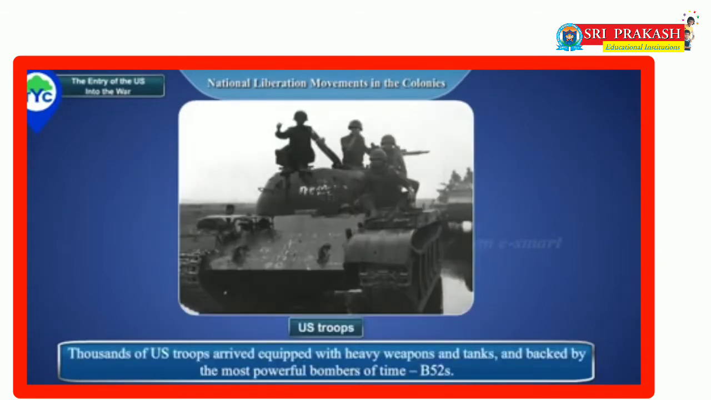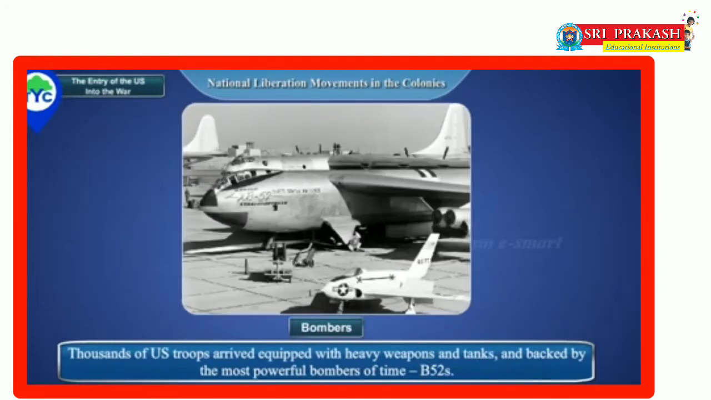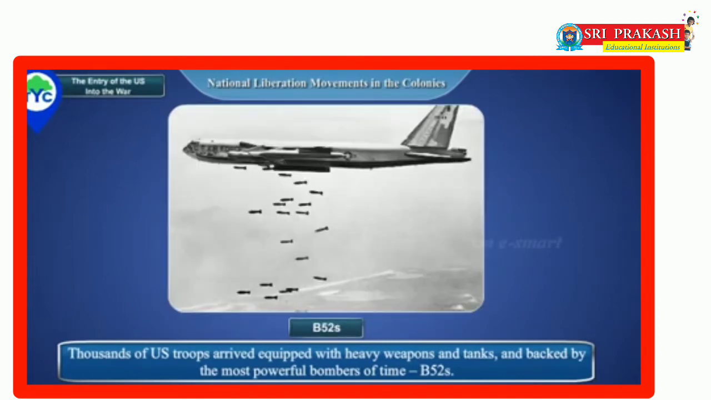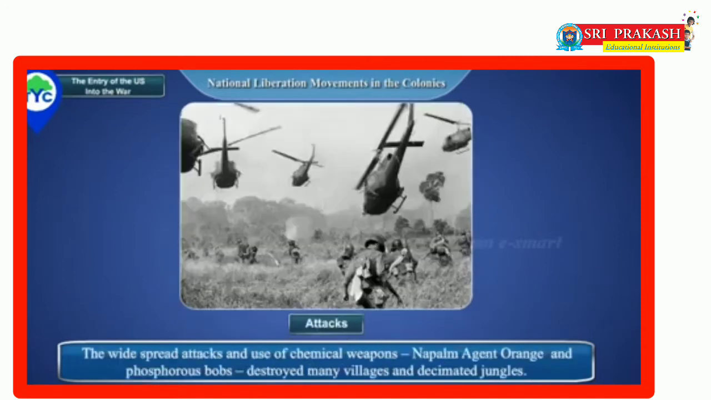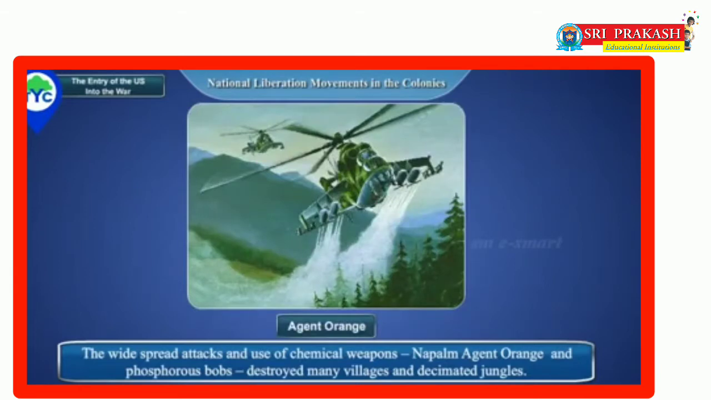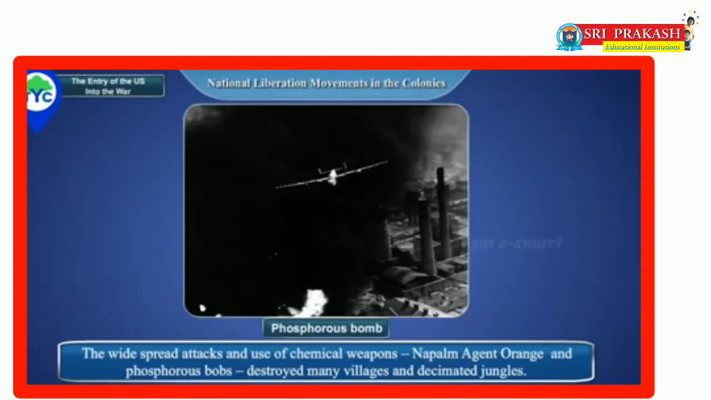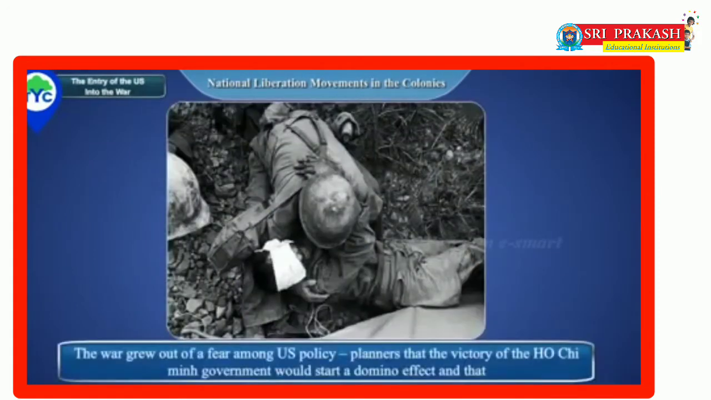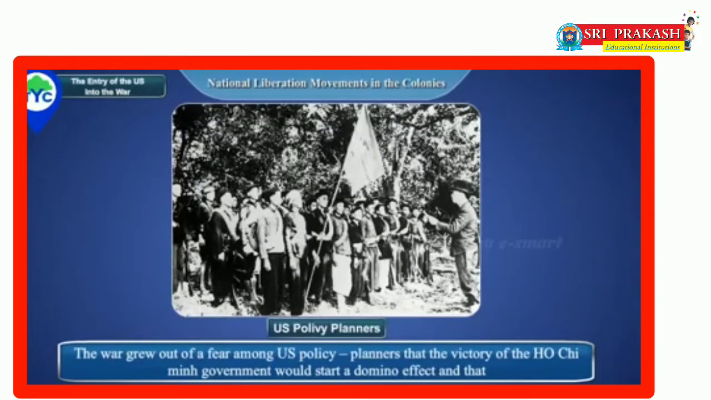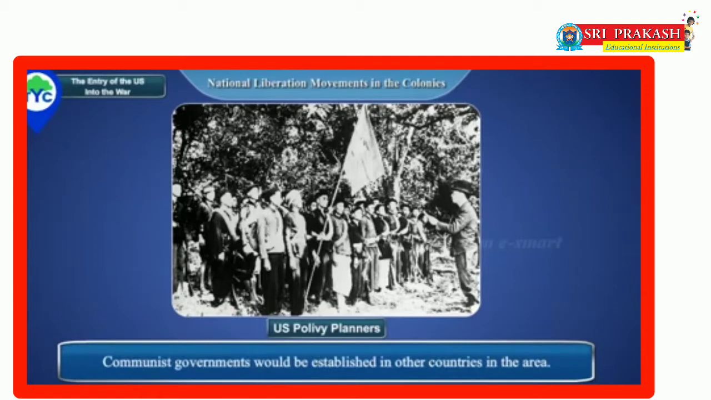Thousands of US troops arrived equipped with heavy weapons and tanks and backed by the most powerful bombers of the time, B-52s. The widespread attacks and use of chemical weapons, napalm, Agent Orange and phosphorus bombs destroyed many villages and decimated jungles. The war grew out of a fear among US policy planners that the victory of the Ho Chi Minh government would start a domino effect and that communist governments would be established in other countries in the area.